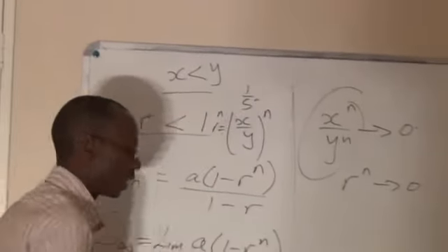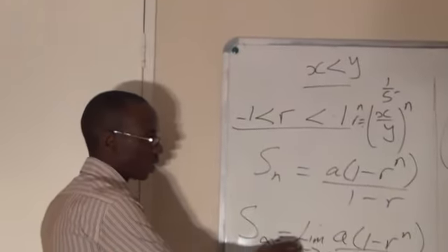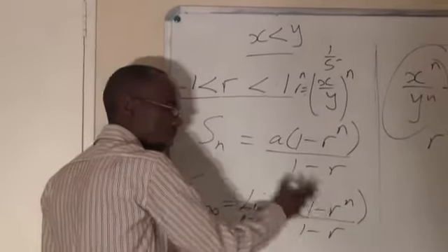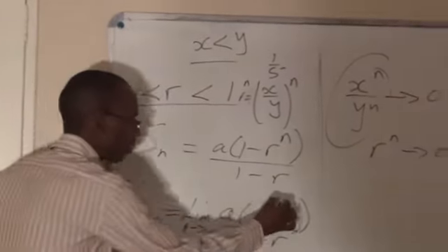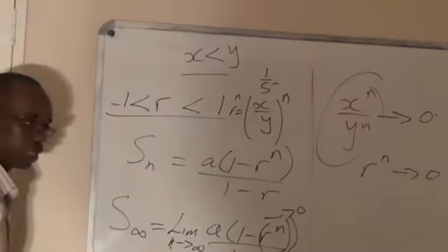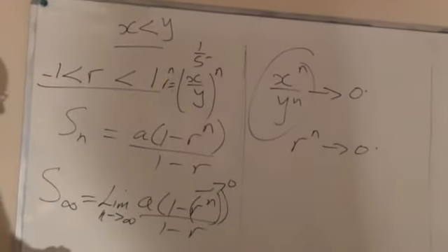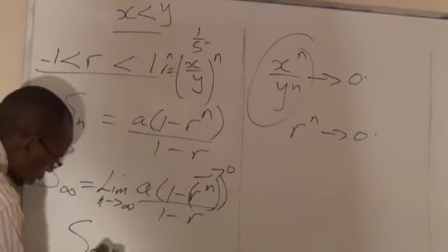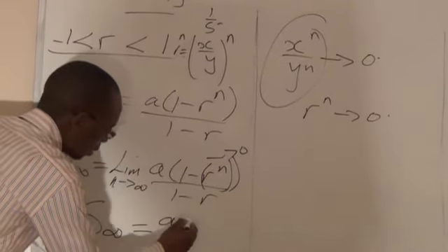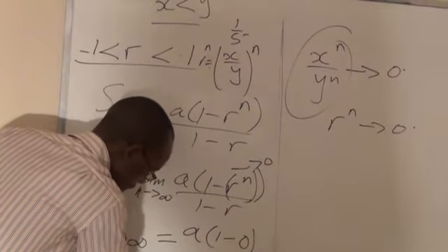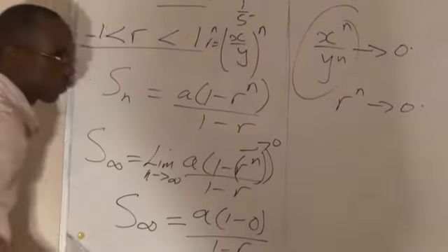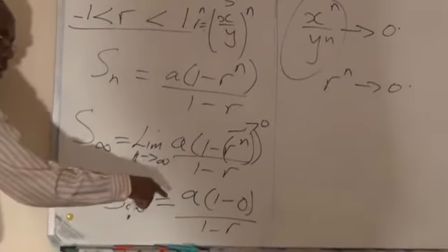Therefore, all we are saying is, if you look at this, the only term which is being affected by n is this one. And we are saying this approaches 0. Right? So, if we were to rewrite this, therefore, our sum to infinity will be equal to a(1 minus 0) over 1 minus r, since r to the power n approaches 0. 1 minus 0 is obviously 1. So we are left with a over 1 minus r.